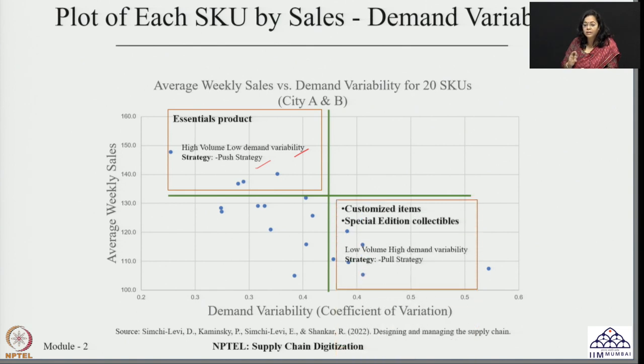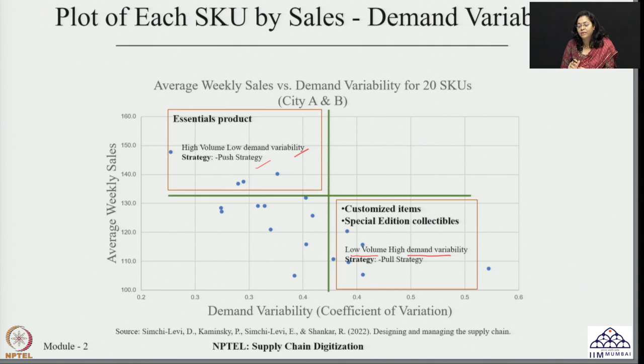Similarly, we have another case where the volume, if you see, is considerably low, but the coefficient of variation is on the higher side. So it is a case where the volume is low, but the demand variability is quite high. Now again, this type of characteristic can be seen for products which are more customized, like special edition collectibles or so on, which require more and more customization, and thereby the best strategy for managing these types of products is a pull strategy.